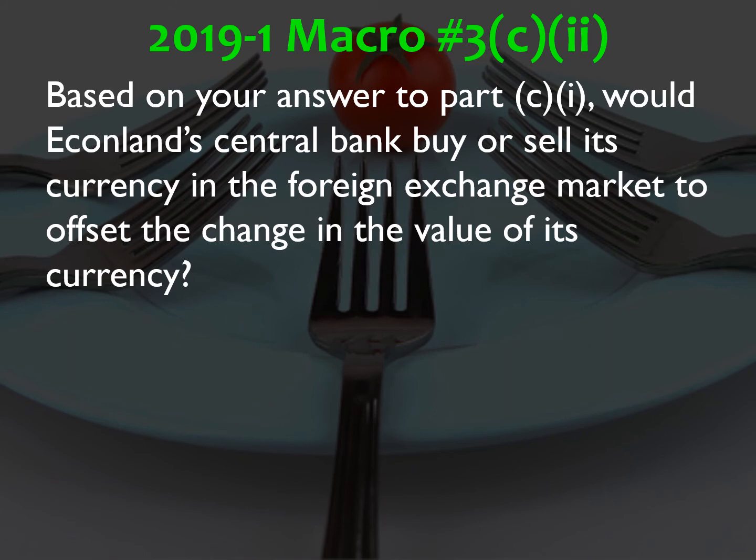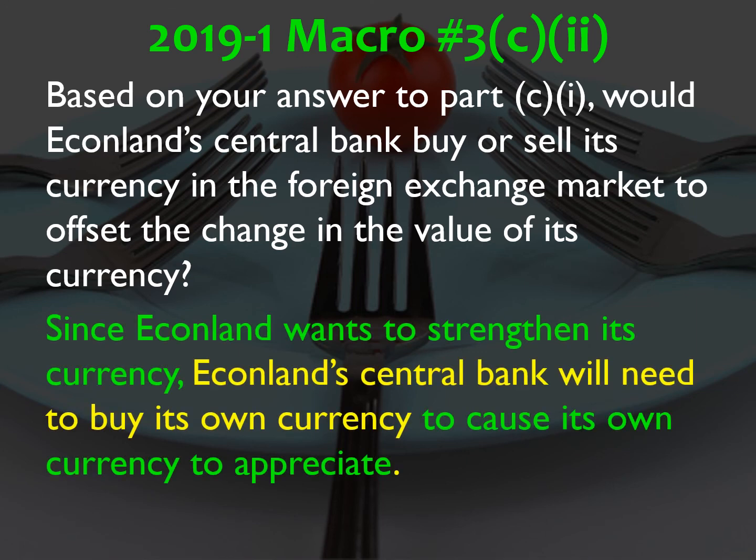C2, based on your answer to Part C1, would Econland's central bank buy or sell its currency in the foreign exchange market to offset the change in the value of its currency? So Econland wants to strengthen its currency or make its own currency appreciate. Now, if you look at the possible outcomes, that's going to mean Econland is going to want to buy its own currency. That's going to increase demand for its currency. That's going to cause its own currency to appreciate. If they sold their own currency, that would increase supply of their currency, which would further weaken the Econland currency. So the answer is they're going to demand more currency. They can do that by buying more of its own currency on the foreign exchange market.